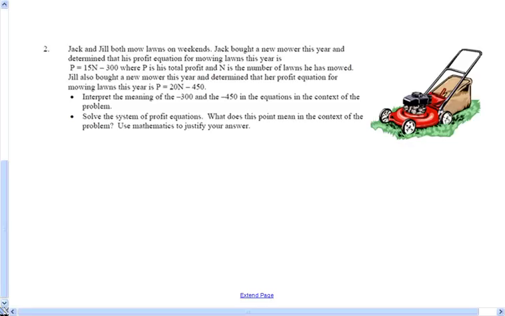Well, it's a minus, so that would be a cost because it's taking away from profit. So think about that. What might cost 300 for one person and 450 for the other? And you probably figured out that it's the cost of the mower, the original cost of mowing. Okay?